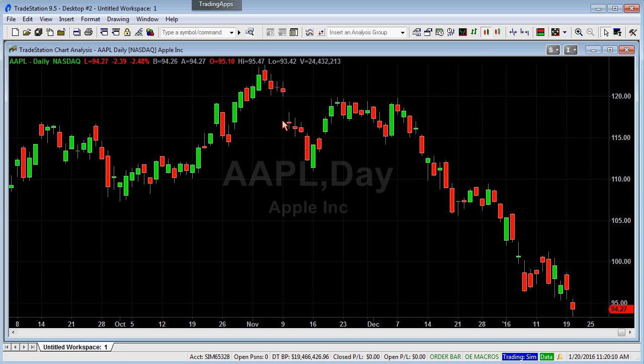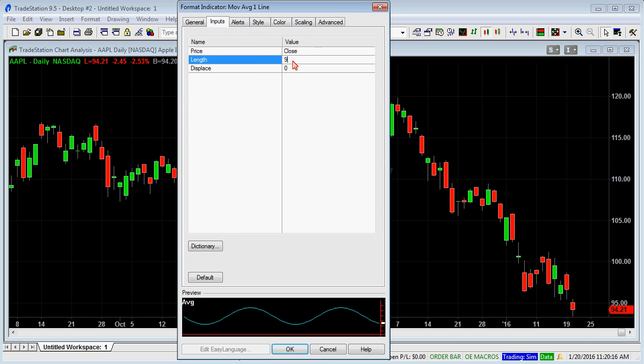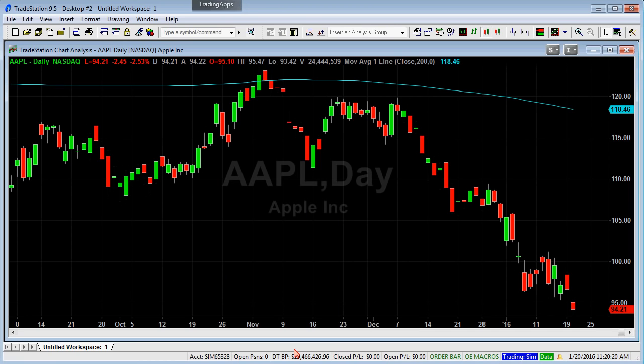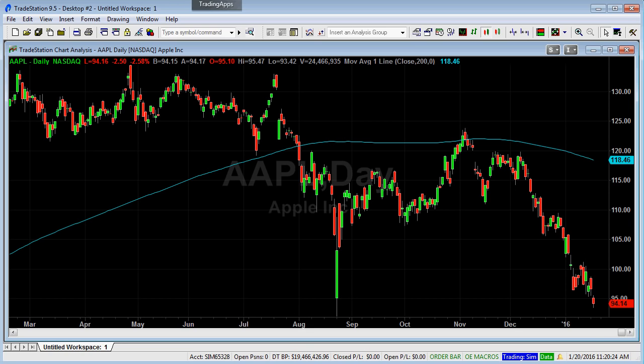I can remove the 2 moving averages and insert just one. Insert indicator, moving average one line. I'm going to make the indicator a 200 bar moving average. There it is. That's my 200 bar moving average.